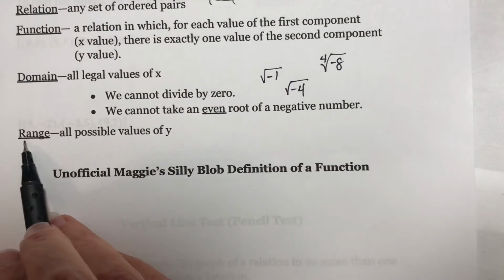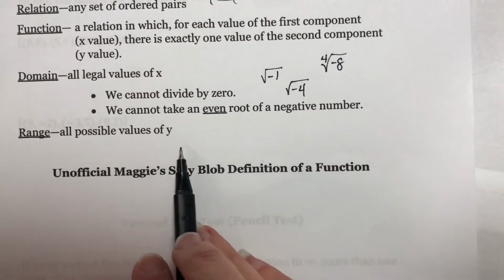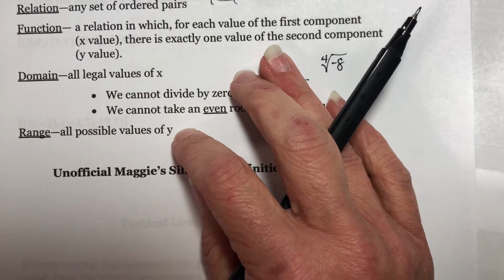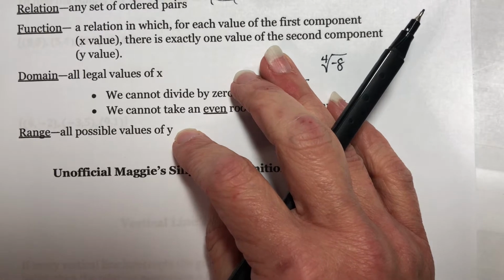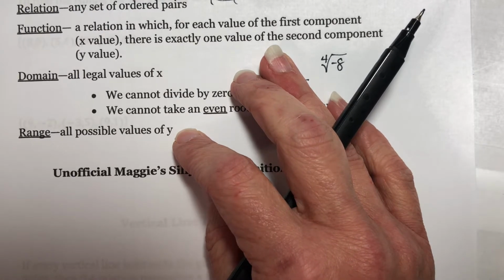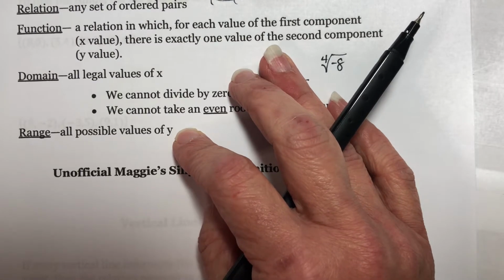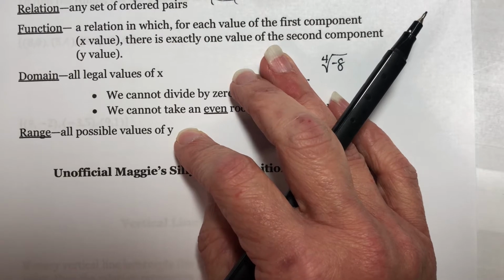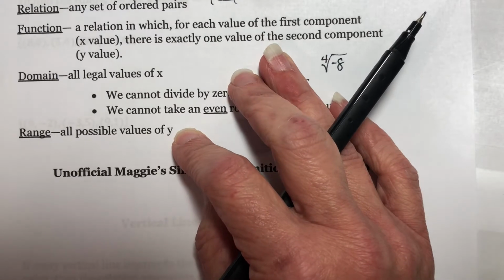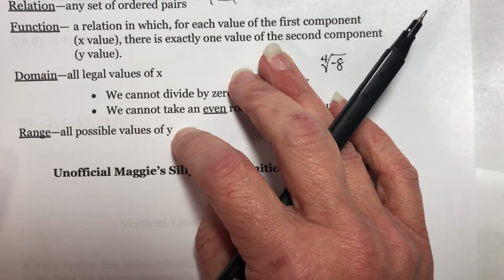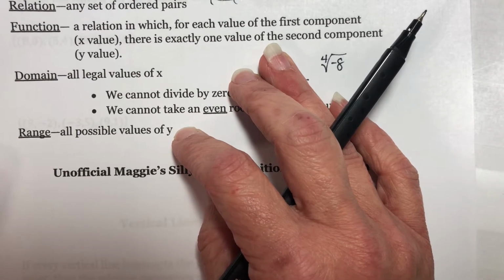Now, range. Range is all possible values of y. We haven't used this word yet, but we have talked about range. When we were talking about the special cases of the absolute value problems back in the last chapter, we talked about how no matter what number you plugged into the absolute value, once you calculated the absolute value, you would get a positive answer or 0. So we were talking about the range. We were talking about the possible answers you could get.